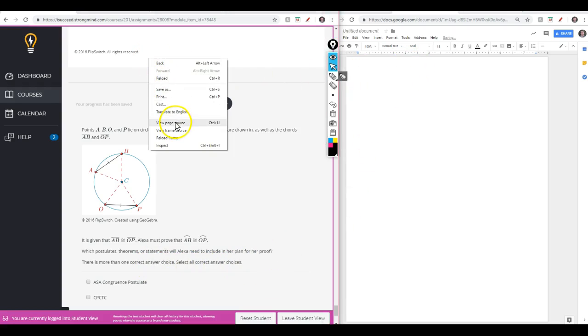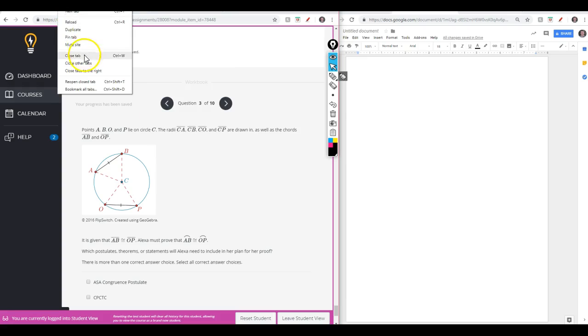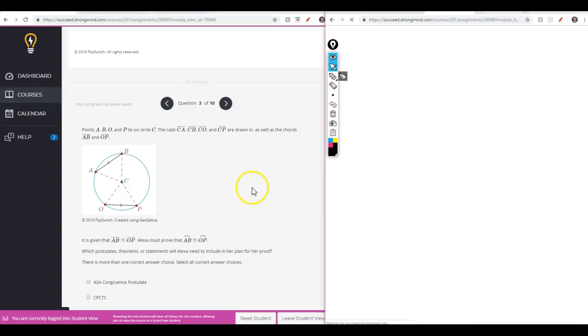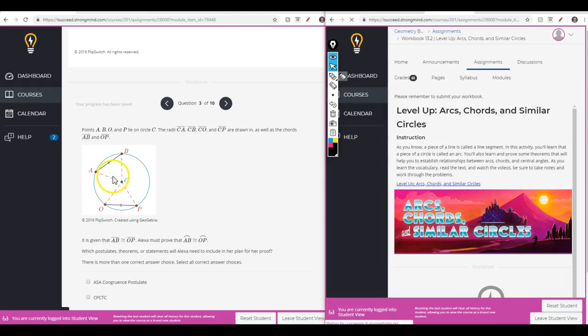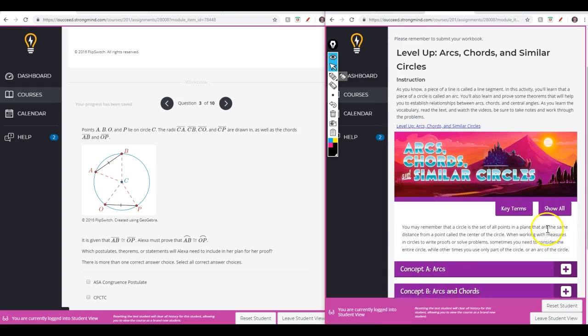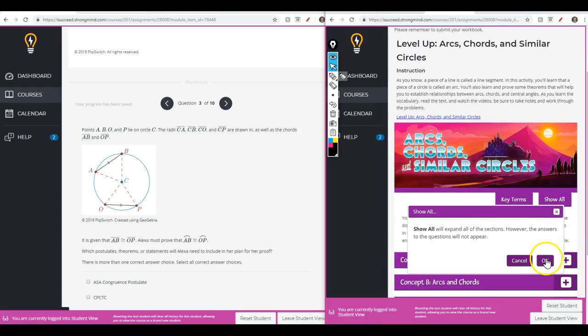Okay, so if this is me, I would duplicate this tab, pull it over, and I would scroll till I saw a picture that looked similar to that one. Make sure I clicked Show All.